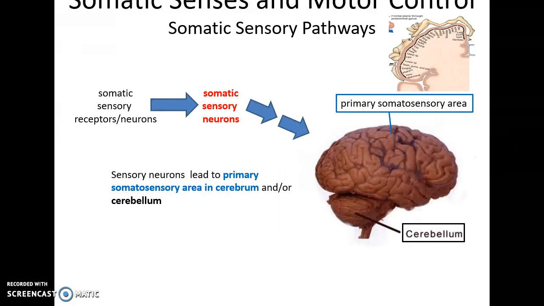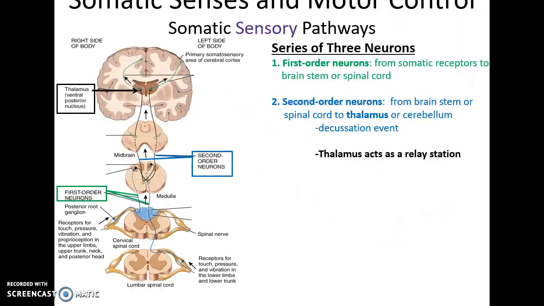So, somatosensory pathway. Somatic sensory receptors or neurons detect information. The somatic sensory neuron sends the information to the central nervous system. It will arrive in the primary somatosensory area of the brain, that very thin area on the brain. And then that is where we detect that sensory information. Also, some of the sensory information may be sent to the cerebellum.